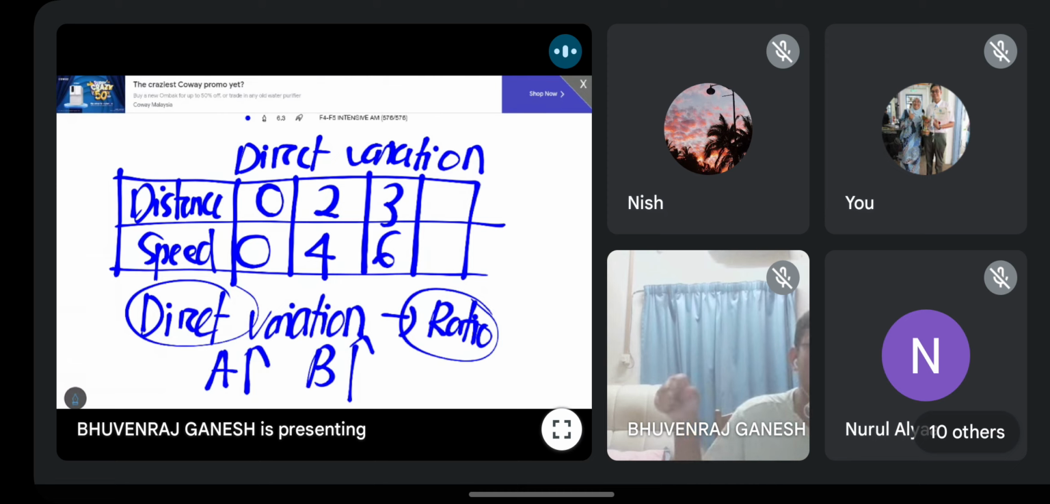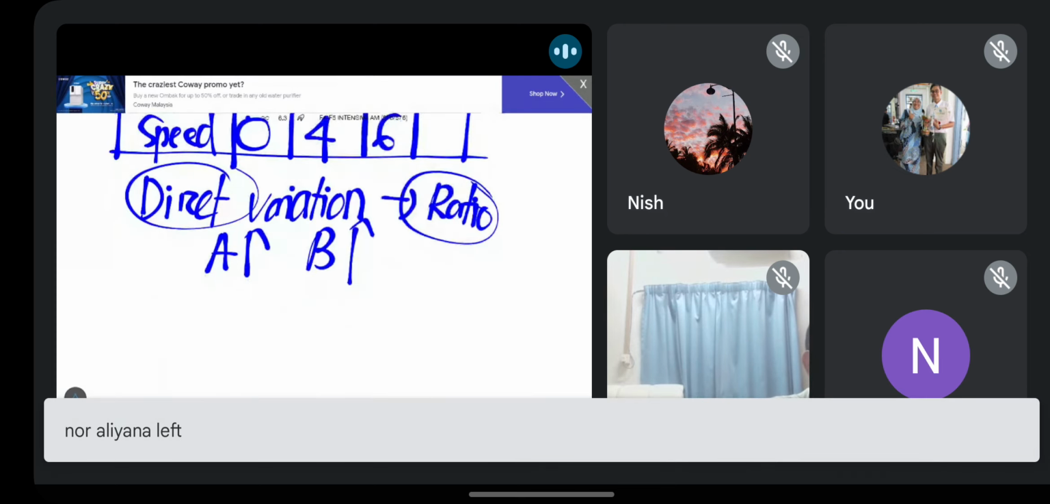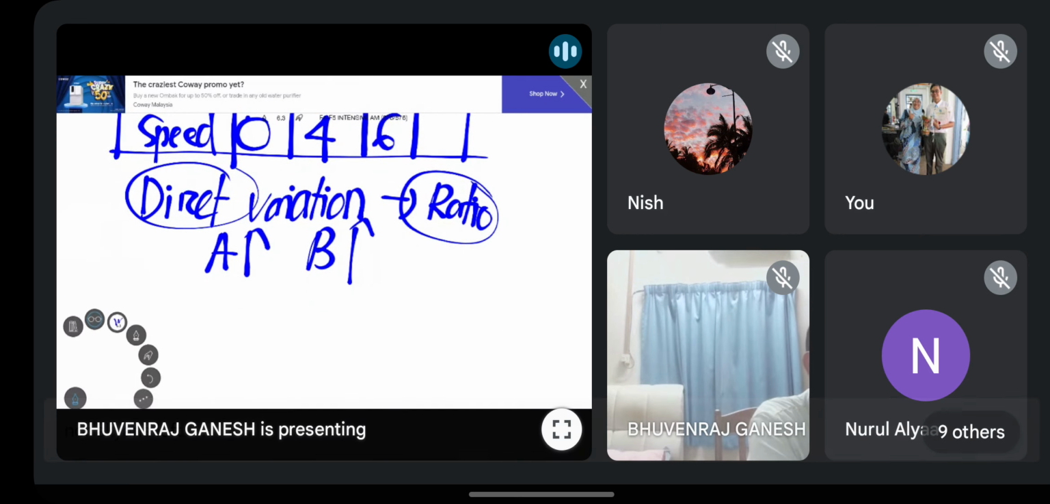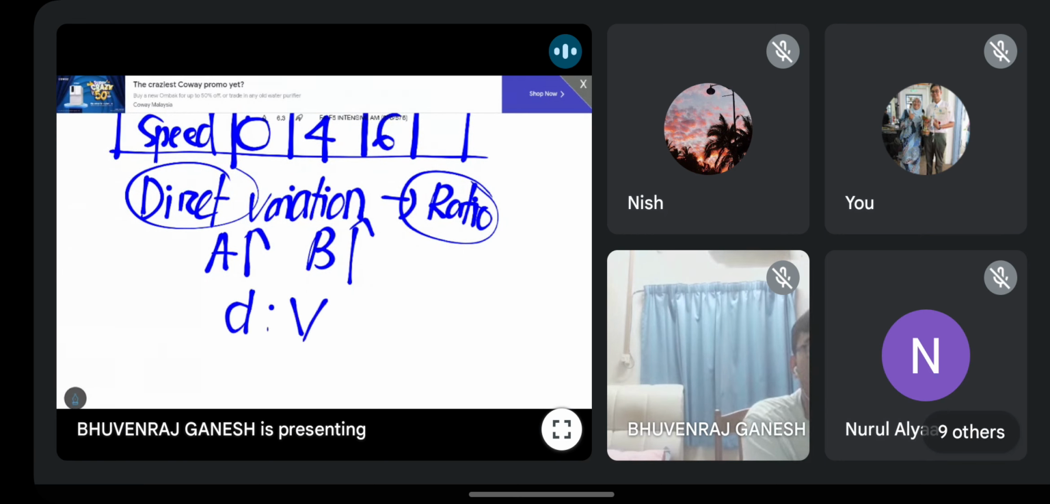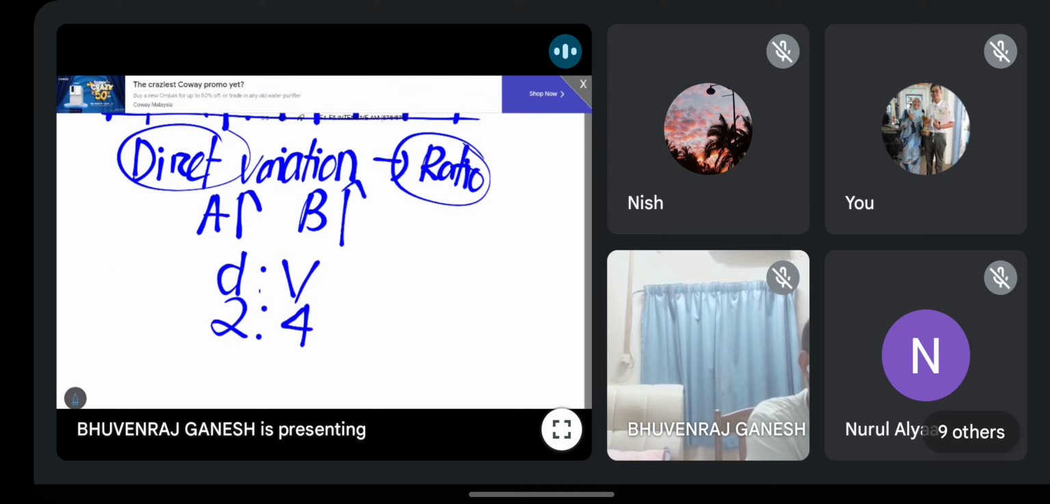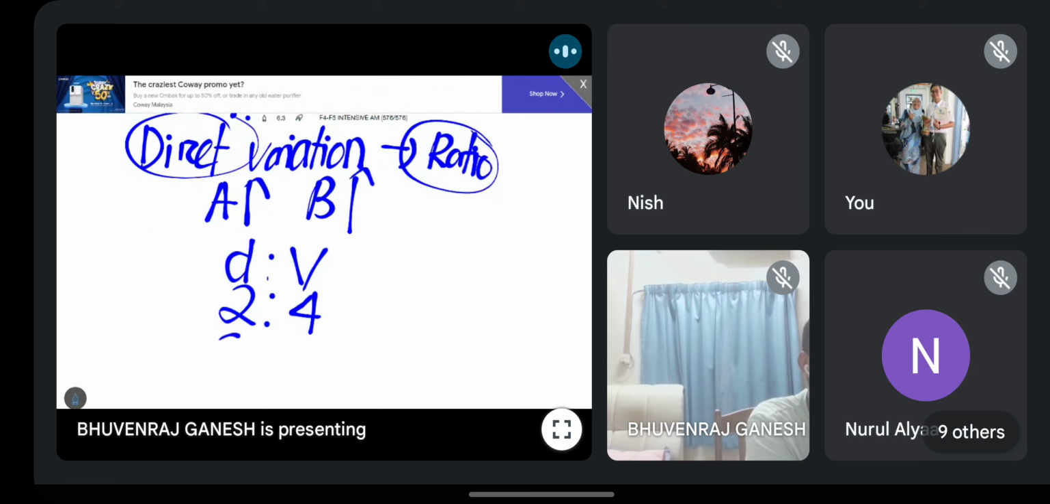Okay, inverse variation, the next subtopic, kamu tak boleh guna ratio. Only direct variation boleh guna ratio. So example, untuk soalan tadi, saya nak cari nisbah jarak kepada laju kan. Okay, so tadi saya bagi tahu jarak 2, laju dia 4. So sekarang, the question is, if the jarak now become 3, your distance is 3. So what is this answer?